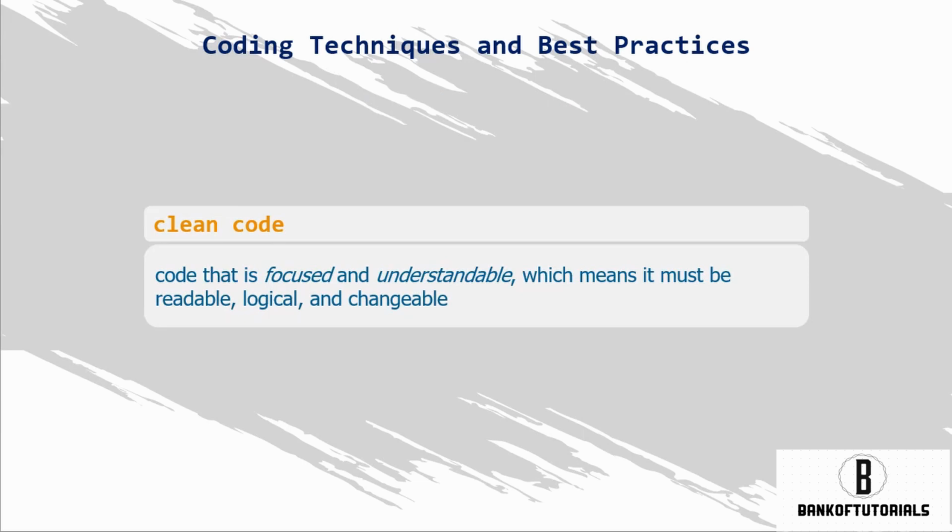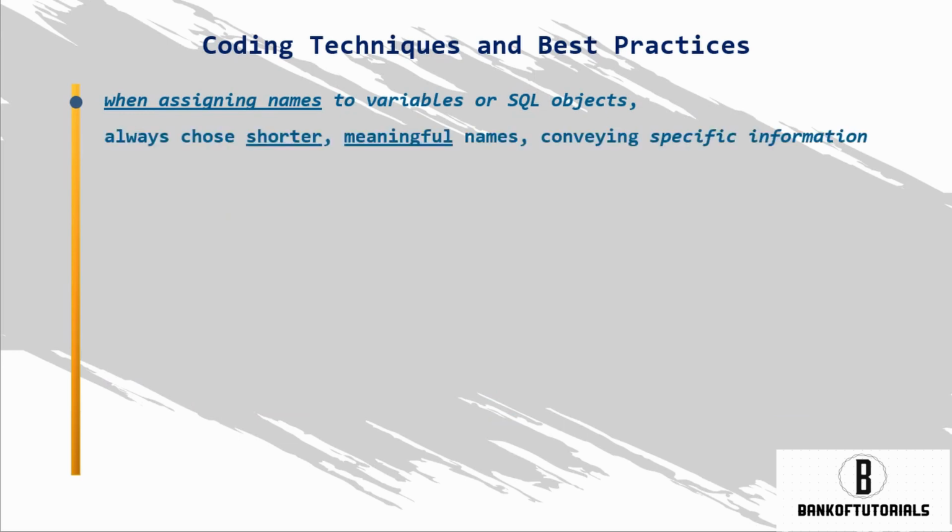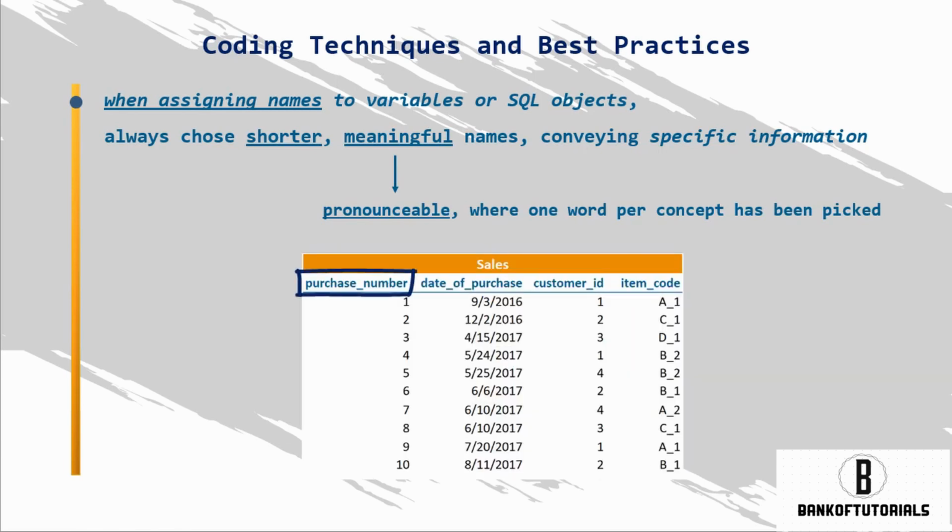Then, you'll find out there is one notion that will not be giving you a break: the notion of clean code. Clean code is a code that is focused and understandable, which means it must be readable, logical, and changeable. When assigning names to variables or SQL objects, always choose shorter, meaningful names conveying specific information. By meaningful, we mean names that are pronounceable, where one word per concept has been picked. For instance, that is the reason we chose purchase number, not customer purchase unique number, in the sales table.